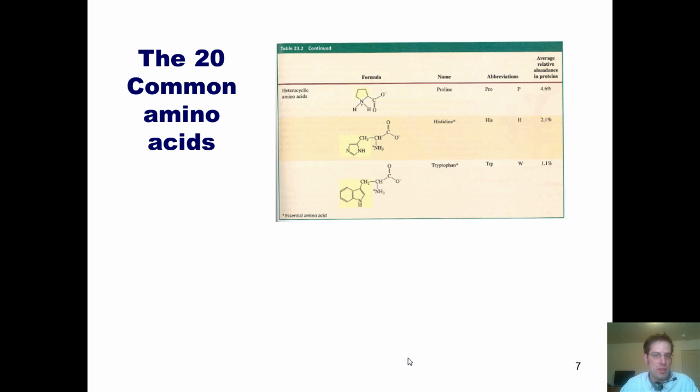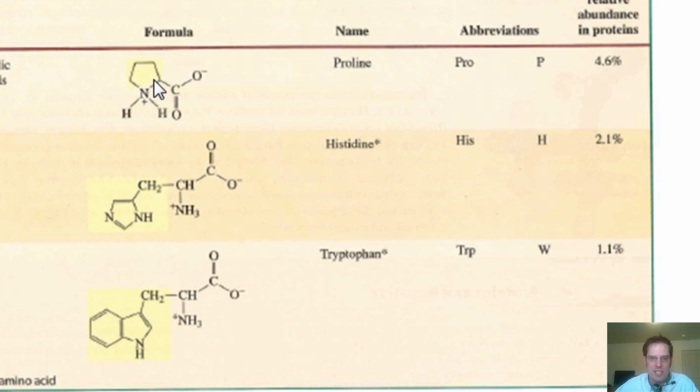And here are the last 3 amino acids of our 20 most common amino acids. Proline, which has this cyclic side chain. It's the only side chain in which the amine group of the amino acid is actually part of the side chain. Histidine, which has this side chain. And tryptophan, which has this side chain. Note that this heterocyclic aromatic ring right here is called an indole ring. You might remember that from one of our previous chapters. Tryptophan is the amino acid that has indole in it.